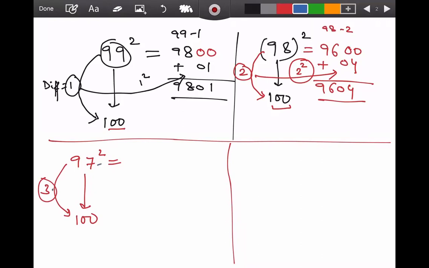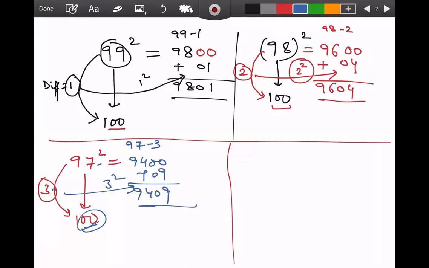So 97 minus 3 is 94. And obviously 9400. And 3 square is 9. So 9409. So for now we can write it, but later we'll avoid it. So this is 94. 2 zeros, plus we'll have 3 square, so we'll add 9. So 9409.